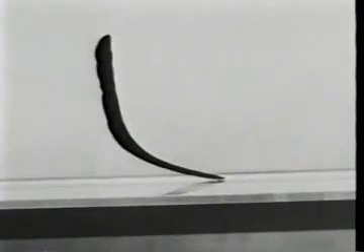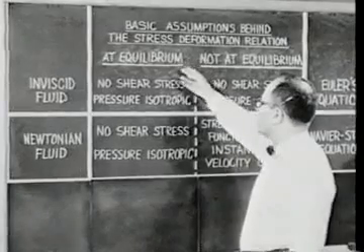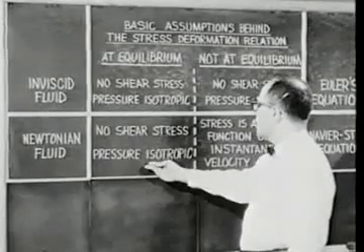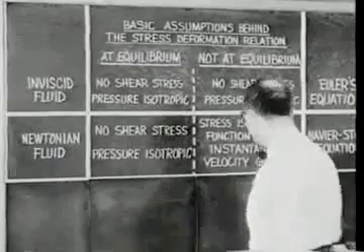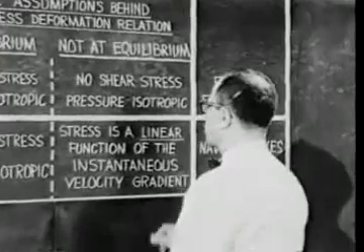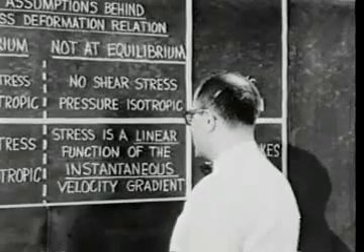In this flow, glycerin shows evidence of shear stresses. Water and glycerin are two of many fluids that behave in a manner called Newtonian. With no relative motion, the Newtonian fluid has no shear stresses. The pressure is isotropic. In relative motion, however, the stresses are linear functions of the instantaneous velocity gradients.